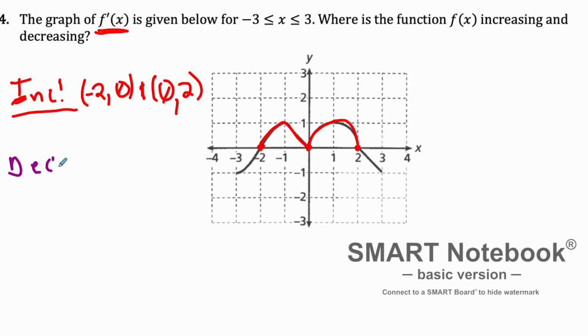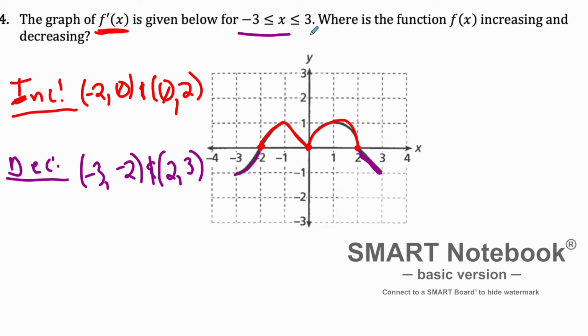To find out where it's decreasing, well, decreasing is everywhere that it's negative. Now, if you look at the graph, I don't know what's happening beyond -3. So I'm starting this at -3. And I don't know what's happening beyond 3 over here, so I'm ending it at 3. So these purple parts here are the parts where it is negative, and that's where it's decreasing. So I'm going to say -3 to -2 and 2 to 3. Okay, and we're also told in the graph here that this is the only part that we know.